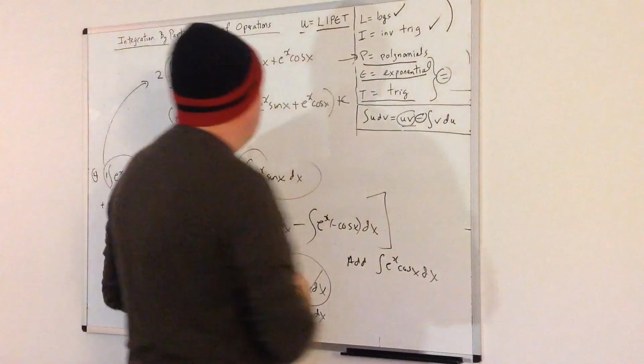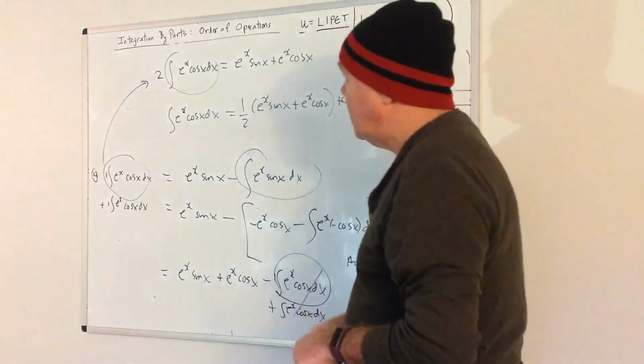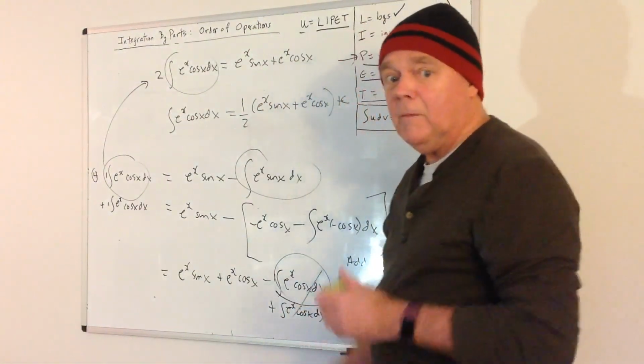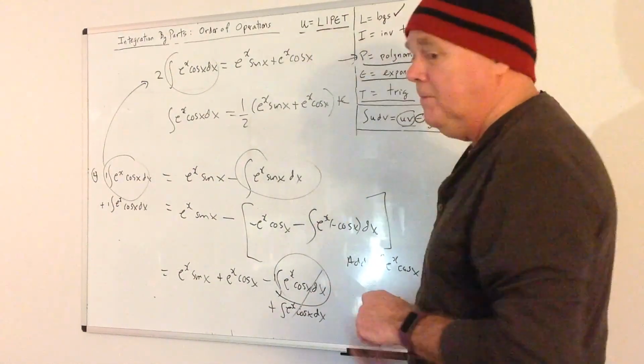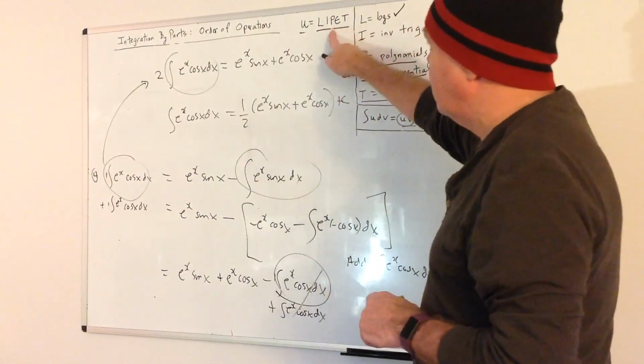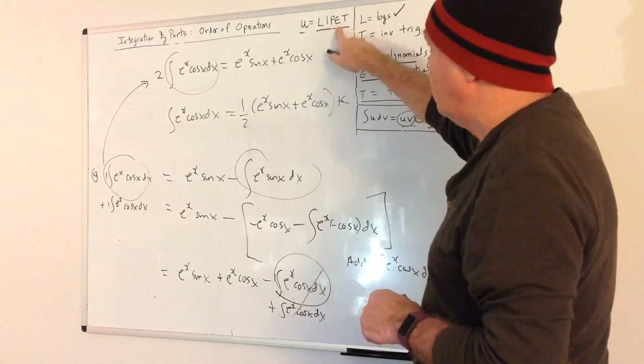So order of operations can be used in integration by parts. Makes your job a little easier. So it's called LIPET: logs, inverse trig, polynomials, exponential, and trigonometry.